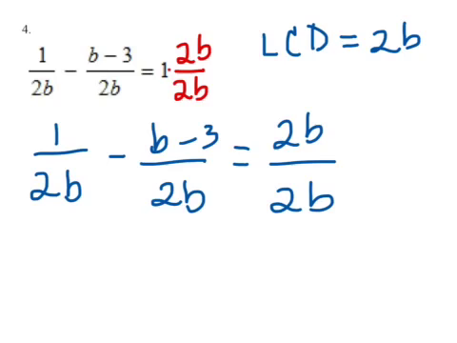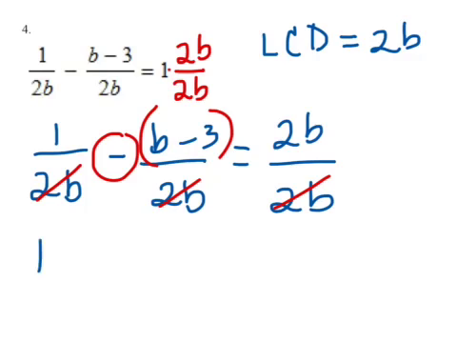Again, since we have our equation rewritten such that every fraction has the same denominator, we may now cancel this denominator of 2b. Now, in the next step, we want to make sure that we distribute this negative sign into the b minus 3. So, our next step, we'll rewrite our equation to be 1 minus b plus 3 equals 2b.